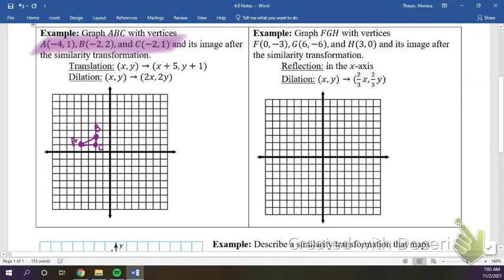Our first transformation I'm going to do in orange. That is a translation. And remember, you need to do your transformations in order. So I have to do this translation first. This translation is going to the right 5 with that +5 and up 1. So right 1, 2, 3, 4, 5 and up 1 for each point. Make sure you label.